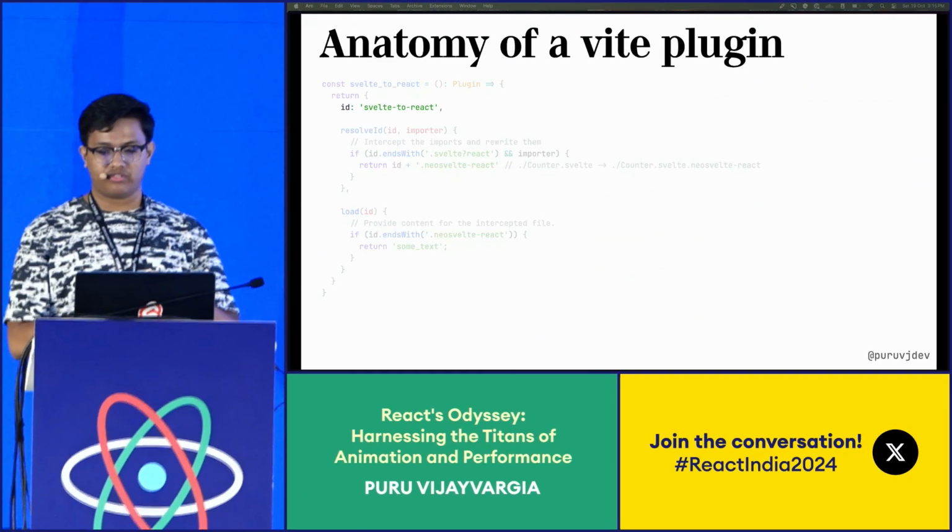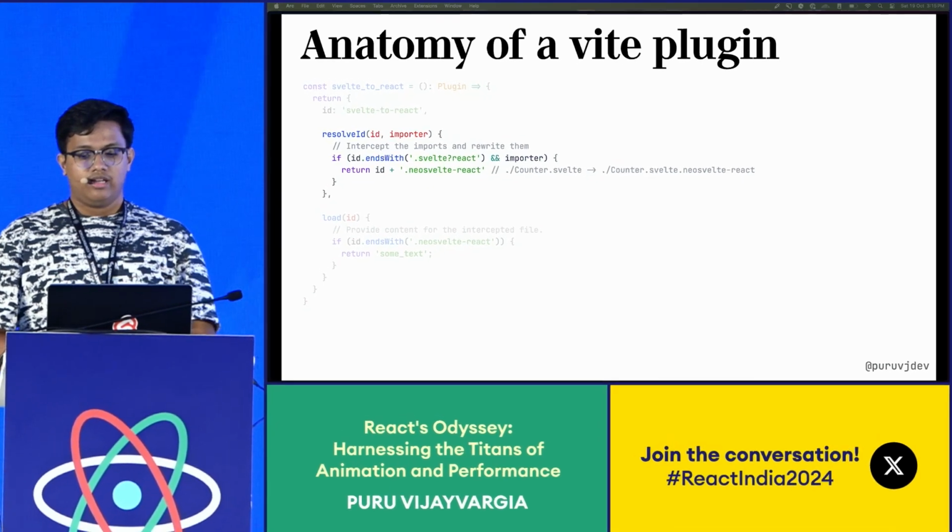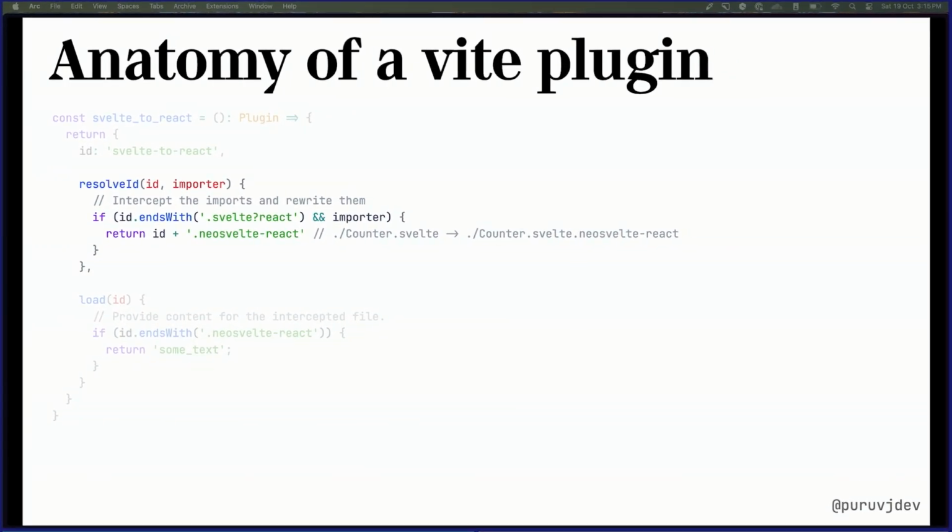First one is the name of the plugin, which should be unique. Afterwards, we have the resolve ID method. It allows us to intercept the imports and rewrite them. In our case, we are going to rewrite the $React suffix imports to our own .neosvelte-react imports. Why? Because query parameters themselves don't make that import exclusive to our Vite plugin. If you go to a web browser and you put a query parameter at the end, it's not necessary that your view will change. It might, but it may not. So here it has to be rewritten to a format that no other plugin can understand to avoid any race conditions.